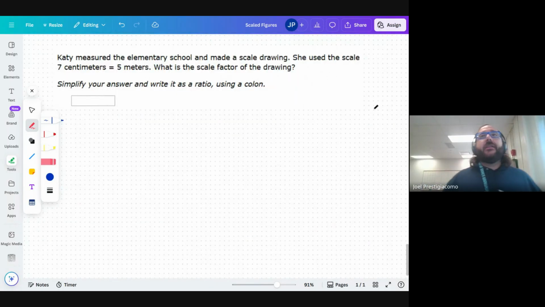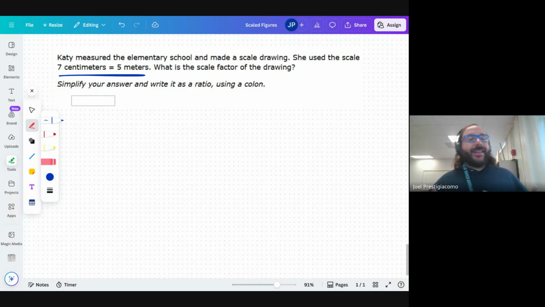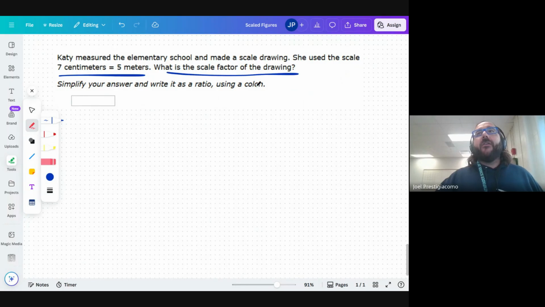Last example we'll look at is maybe a little bit more complex one. Again, if you're unsure about any unit conversions, you can always look it up on Google. It says Katie measured the elementary school and made a scale drawing. She used the scale 7 centimeters to 5 meters, right? So she's not saying that 7 centimeters is 5 meters. She's saying the scale is 7 centimeters to every 5 meters. It says, what is the scale factor of the drawing, right? So how does this connect?